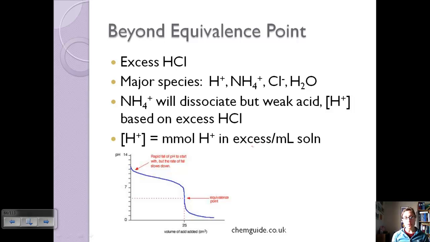And so, just like before, to find the concentration of H+, we're going to take the millimoles of the H+ that's in excess, and this is from doing your stoichiometry, divided by the milliliters of solution total. And so if you take a look at the titration curve for this type of titration, we have a rapid fall of the pH to start with, but then the rate kind of slows down, and then we get to our equivalence point. Okay, and it looks like it's less than 7, which makes sense since we are titrating with a strong acid.